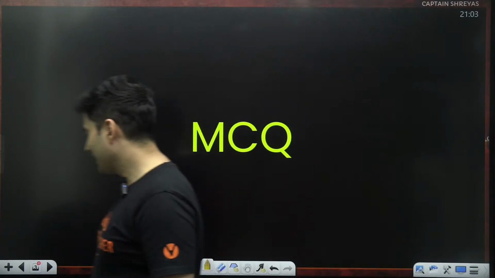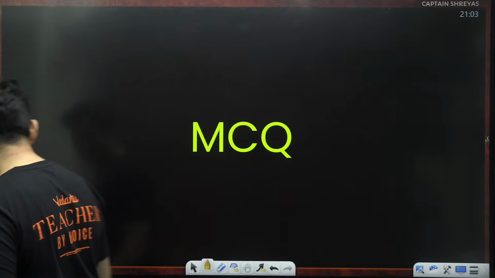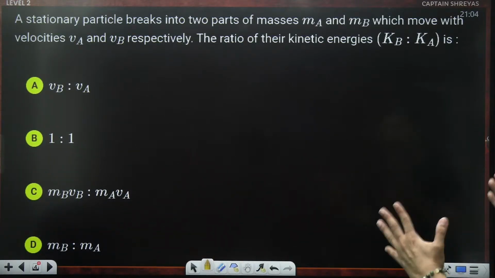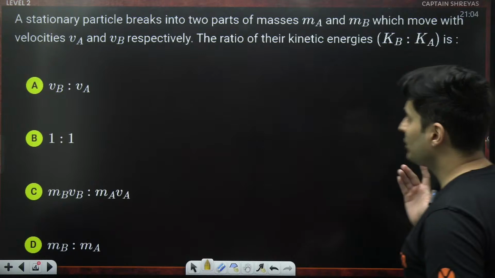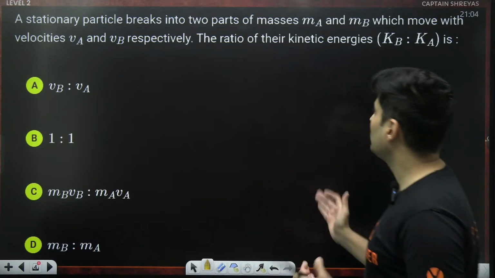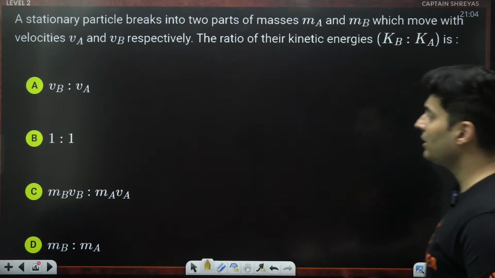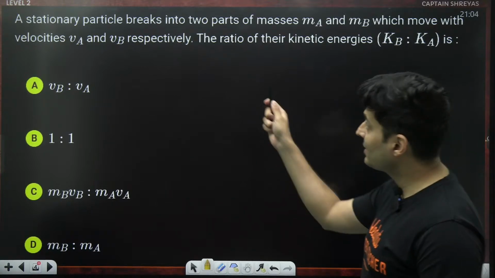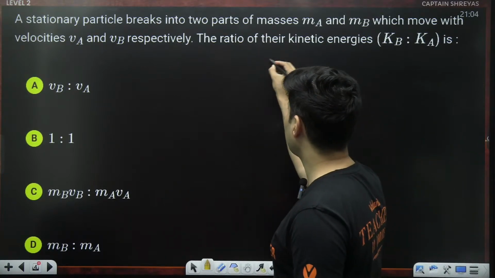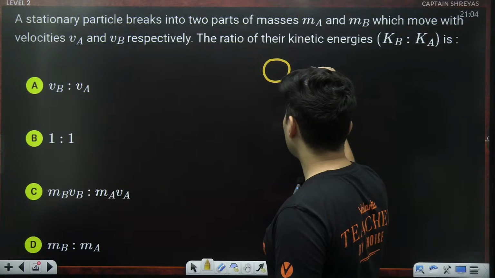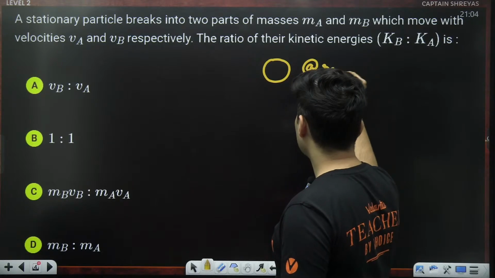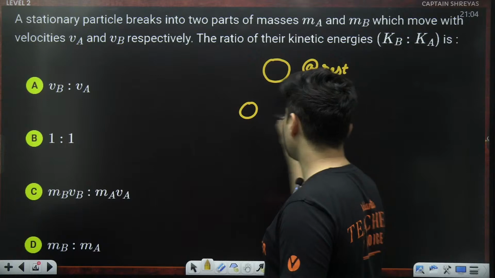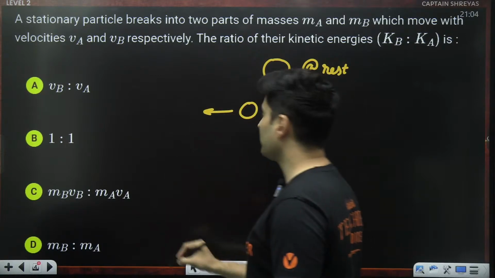Well, here comes the first question on your screen. A stationary particle breaks into two parts of masses Ma and Mb, which move with speeds Va and Vb. The ratio of their kinetic energies will be in which particular ratio? Remember, it's a stationary particle which is breaking. There is a stationary particle, this is going to be at rest. It breaks into two pieces. One goes here, the other goes here.